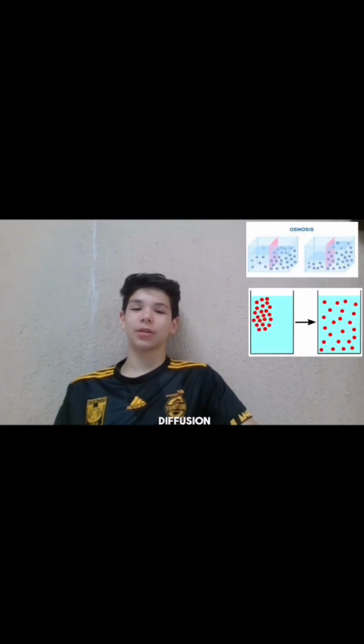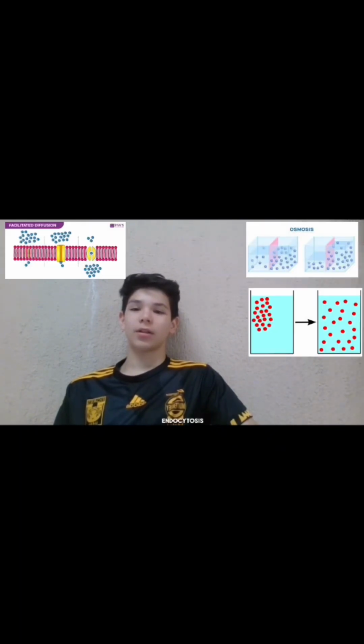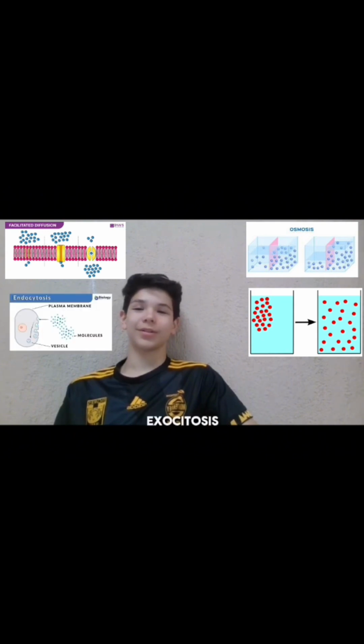Cells, the building blocks of life, rely on various transport mechanisms to maintain a delicate balance. These include passive and active transport, osmosis, diffusion, facilitated diffusion, endocytosis, and exocytosis. Passive transport, akin to a relaxed traveler, moves molecules without energy expenditure, following the concentration gradient. Diffusion, a crucial process, allows molecules to move freely through the cell membrane.